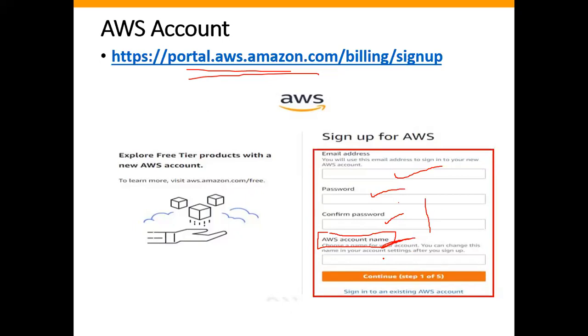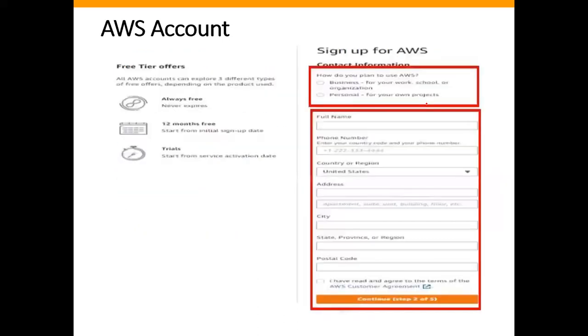Once you give your account name, you can click on continue. So once you click on continue, you will move to the second page. And if you see on the left hand side, here we are getting free tier offers, which we discussed in our previous session. Always free, 12 months free, and so on.